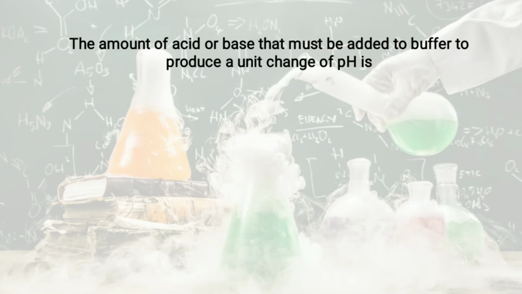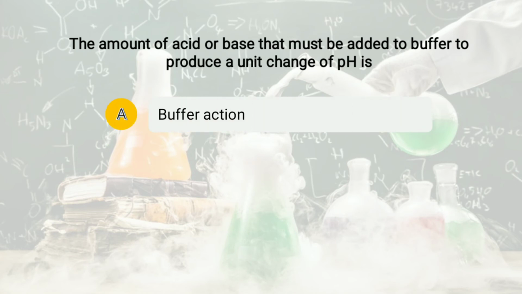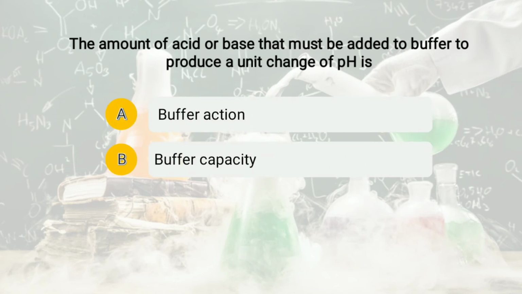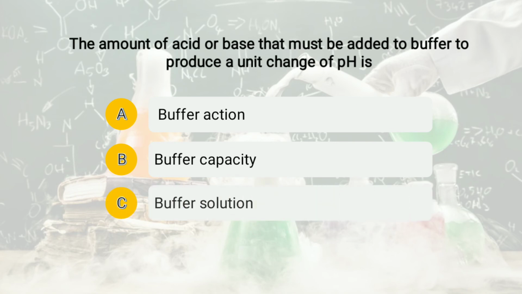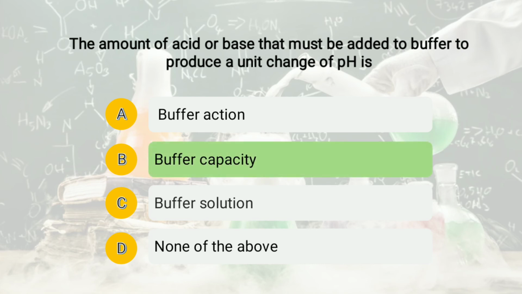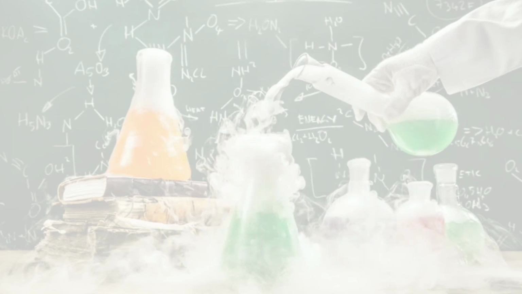The next question is: the amount of acid or base that must be added to a buffer to produce a unit change of pH is ______. The options are A, buffer action, option number B, buffer capacity, option number C, buffer solution, or option number D, none of the above. So yes students, the correct answer for this question, yes, your guesses, the right answer is option number B, that is buffer capacity. Okay, then moving to the next one.